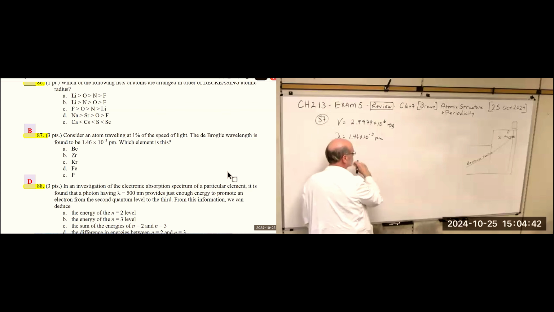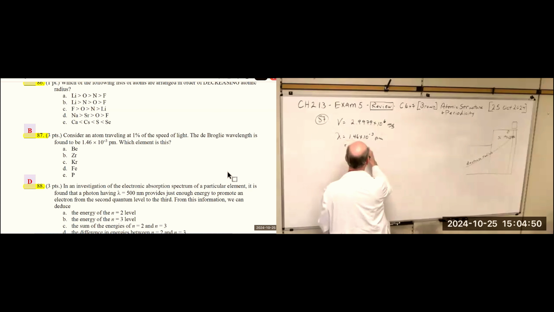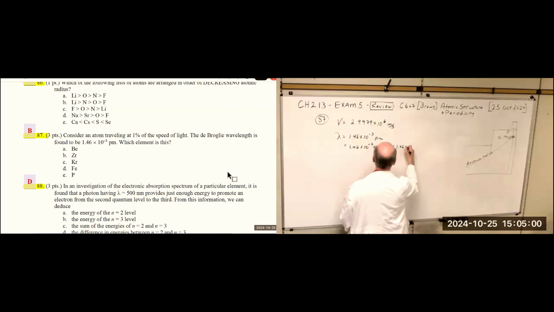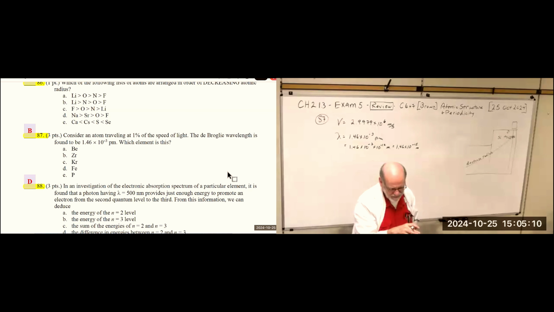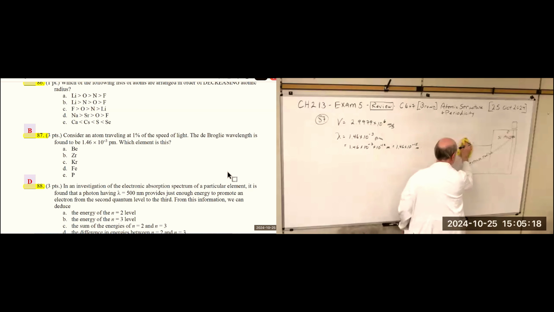So what's pico? Nano is 10 to the minus 9th. Pico is minus 12. So this would be times 10 to the minus 3 times 10 to the minus 12, or 1.46 times 10 to the minus 15 meters. Okay, got that wavelength. And now we want to find out which element it is. All right, the equation for de Broglie was, see if I can remember it.